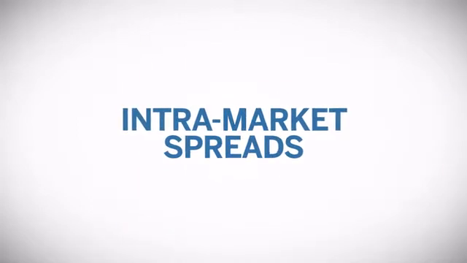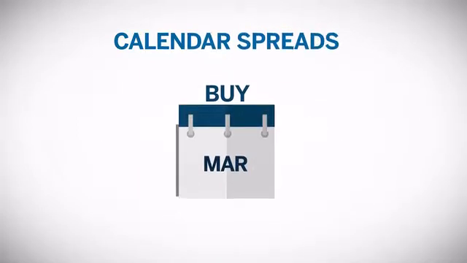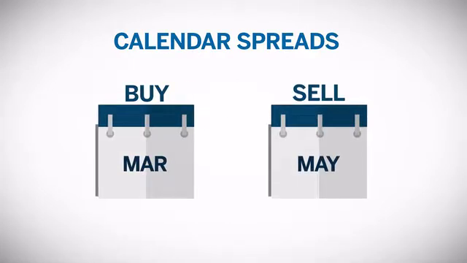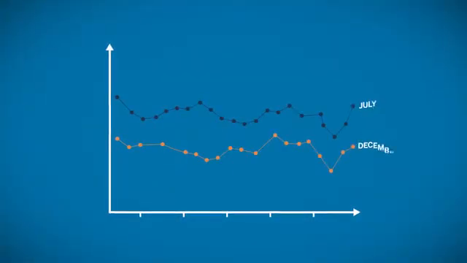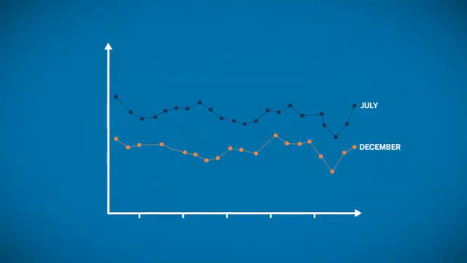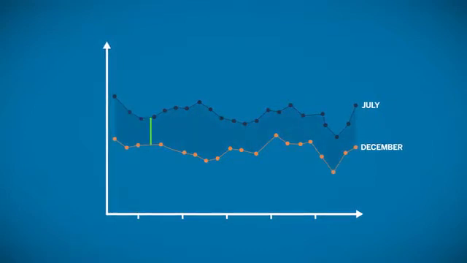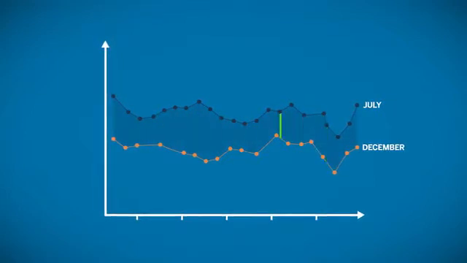Intra-market spreads, also referred to as calendar spreads, involve buying a futures contract in one month while simultaneously selling one in a different month for the same grain or oilseed commodity. One example would be the July-December corn spread. Calendar spread traders are primarily focused on changes in the relationship between the two contract months. The goal of this strategy is to take advantage of those changes.